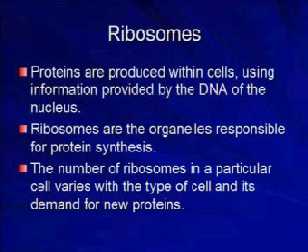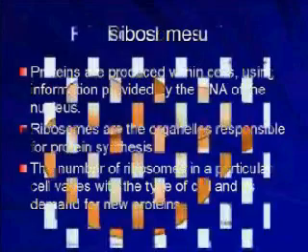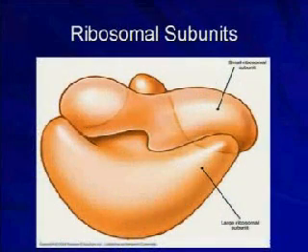Ribosomes are proteins that are produced within the cells using information provided by the DNA of the nucleus. Ribosomes are organelles responsible for protein synthesis. The number of ribosomes in particular cells varies with the type of cell and the demands for new proteins. This is an illustration from your textbook of a ribosomal subunit. You can see two, a small ribosomal subunit and a large ribosomal subunit.